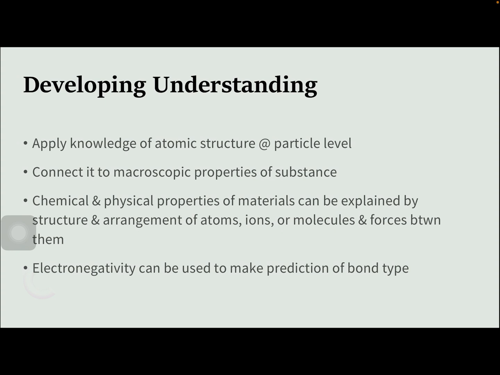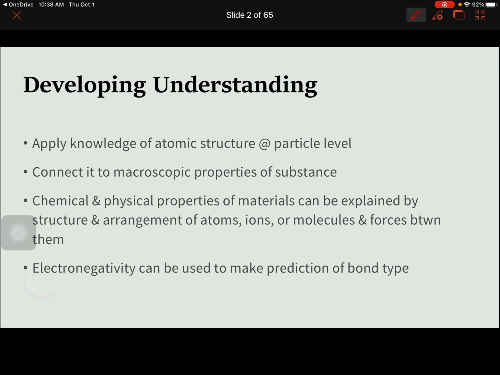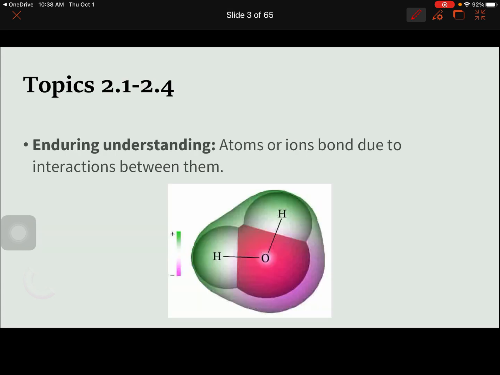So from the curriculum guide, the main points here is you want to apply knowledge of atomic structure, but now at the particle level, connect it to the macroscopic properties of a substance, which are the large scale properties. And also know that chemical and physical properties of materials can be explained by structure and arrangement of atoms, ions, or molecules and the forces between them. And also electronegativity can be used to help to make prediction of bond types. So we're going to look at how structure and arrangement is going to dictate function and interaction.